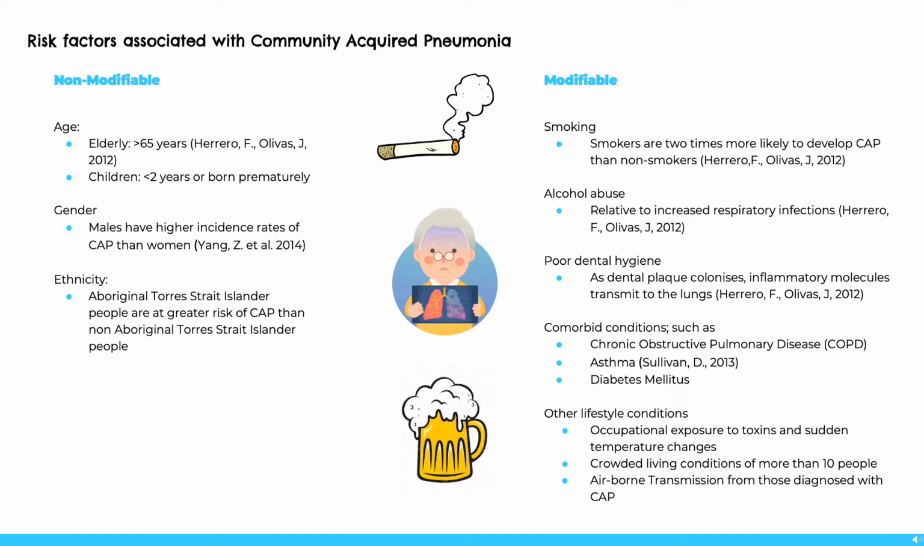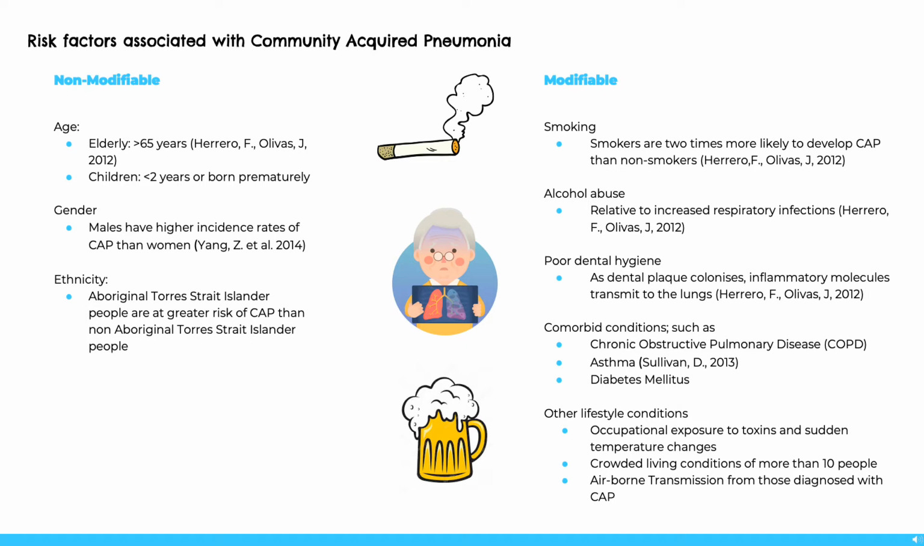Modifiable risk factors. In accordance with modifiable risk factors, smokers are 2 times more likely to develop community-acquired pneumonia than non-smokers. Tobacco smoke decreases mucus clearance, therefore increasing mucus production. As a result of pneumococcus bacteria colonization, the innate immune system response to bacterial infection is suppressed. Alcohol abuse decreases adaptive immunity and is related to increased respiratory infections and pneumococcus bacteria, therefore increasing the risk of community-acquired pneumonia.